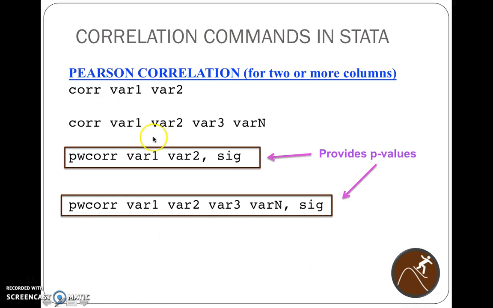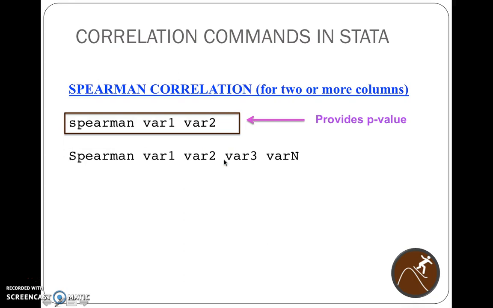So in Stata, there are a variety of correlation commands that you can use. You can use the Pearson correlation command, corr variable 1 variable 2, or corr variable 1, variable 2, variable 3, and so forth. These will not give you the p-values. You do pairwise correlation, or pwcorr, and then your variables, and then put a comma sig behind it. It will give you the p-values. So if you want the p-values for Pearson correlations, do pwcorr var1, var2, var3, var4, however many variables you want to use, comma, sig.